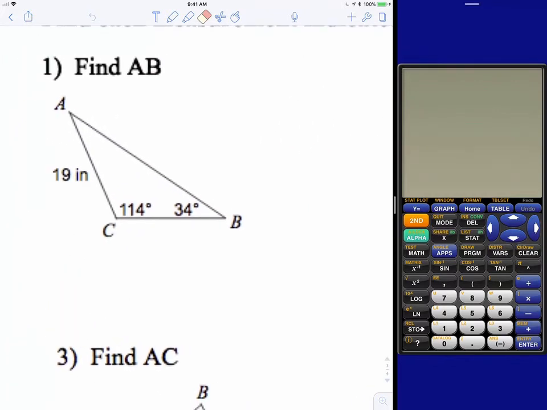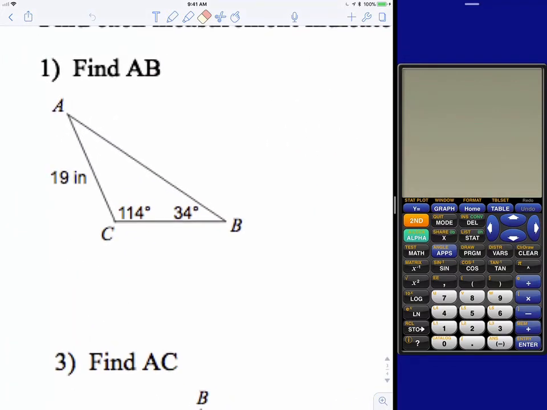We're going to use the law of sines to find the missing side length. Now you'll notice that this isn't a right triangle, so we can't just use our regular sine, cosine, or tangent. That's why we have the law of sines. Okay, I'm interested in finding side AB. Another name for side AB would be small c because it's located across from angle C.